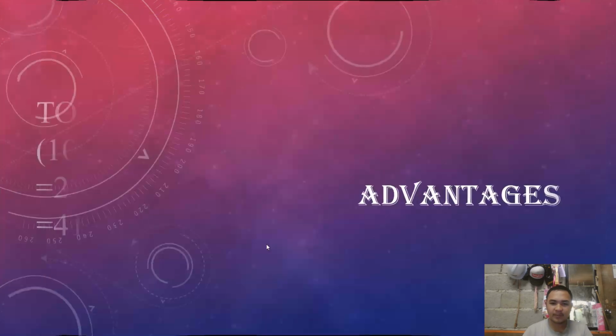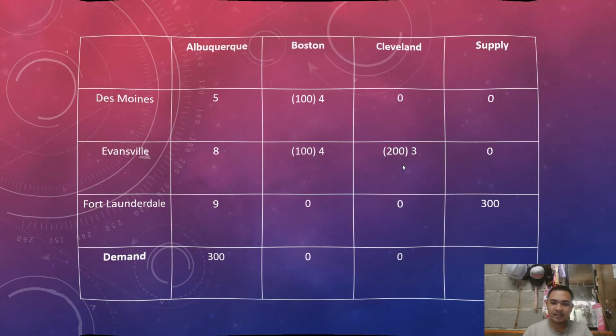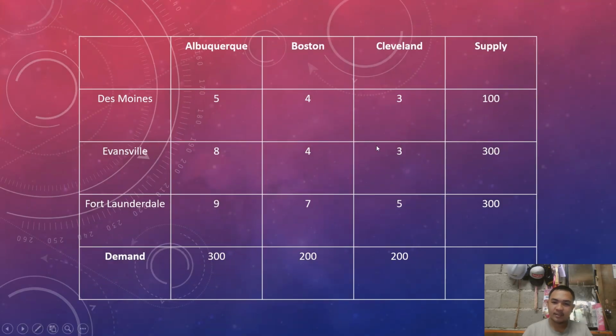So from the example a while back, since the destinations of Cleveland and Boston both have the lowest transportation cost, I allocated them based on the supply.